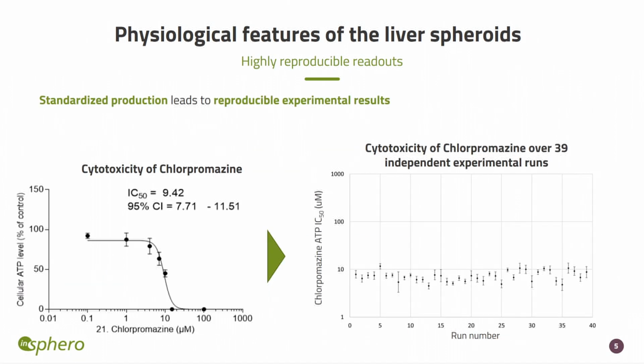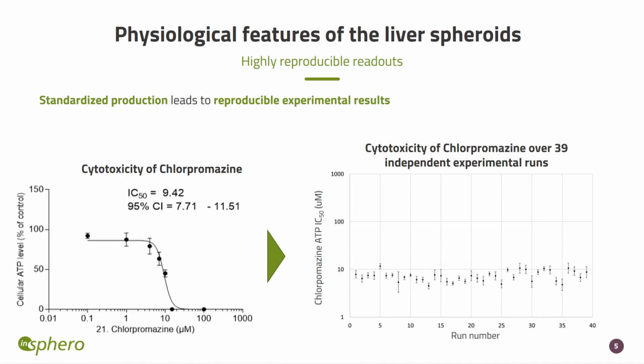Moreover, due to the standardized production of the liver spheroids, we have very reproducible experimental results. I wanted to give you an example here of the ATP assay. This is a standard ATP assay where we test 7 concentrations of the test compound. Here, as an example, chlorpromazine is our positive reference compound, and we have 3 drug applications over this 7-day treatment period. Based on the readout and the data, we do a dose response curve, and we can then calculate the mean cellular ATP IC50 value.